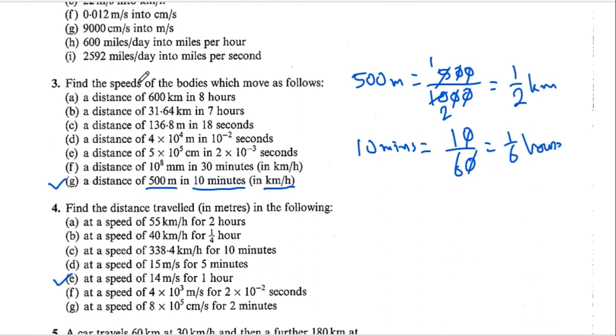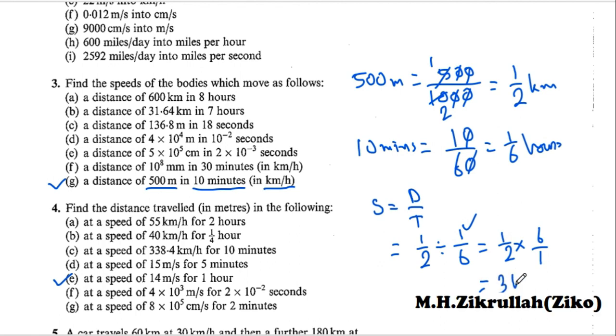We need to find speed, so we know that speed is equals to distance by time. So our distance is half, divided by time, which is 1 by 6, or we can write this as 1 by 2 into 6 by 1. When you're converting this division sign into multiplication sign, you just need to take the reciprocal. So we'll have 3 kilometer per hour of speed.